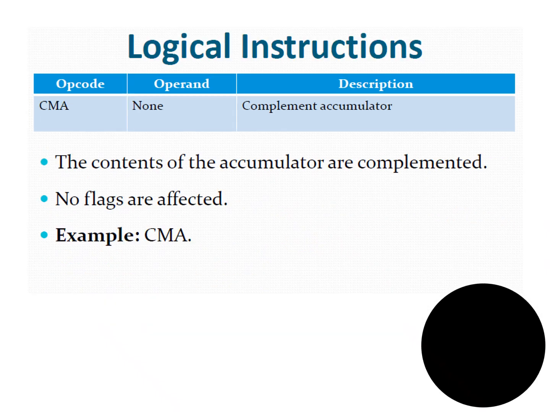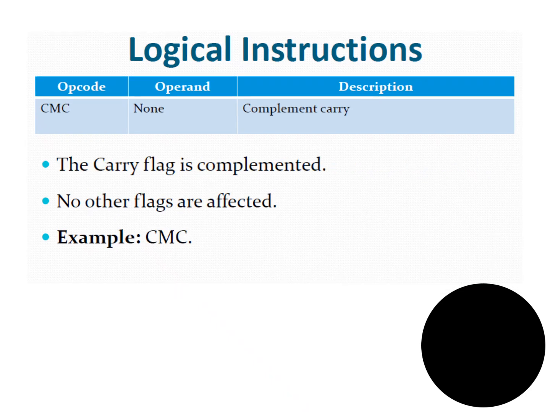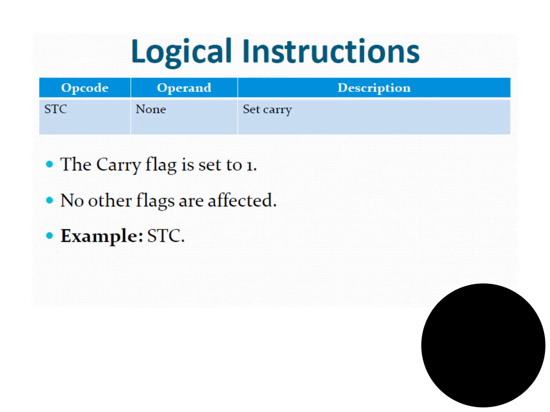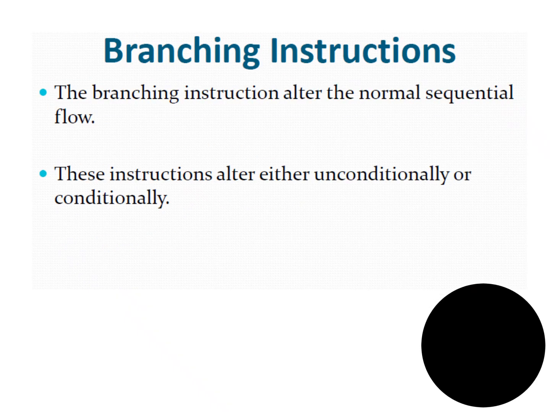And CMA is nothing but complementing the accumulator content. I already told you that it changes 0 to 1 and 1 to 0 when you use this operation. Next, CMC, complementing the carry flag: if you have a carry of 1 before execution, after this instruction your carry flag will be 0. And STC, set the carry flag: if you have a carry flag of 0, after execution of the instruction the carry flag will be 1.